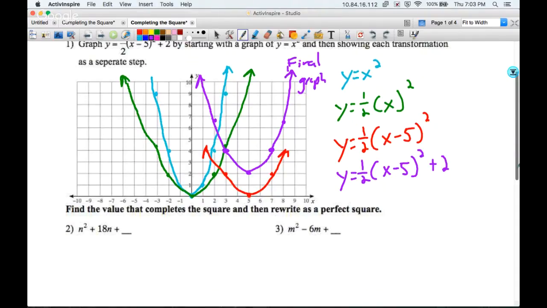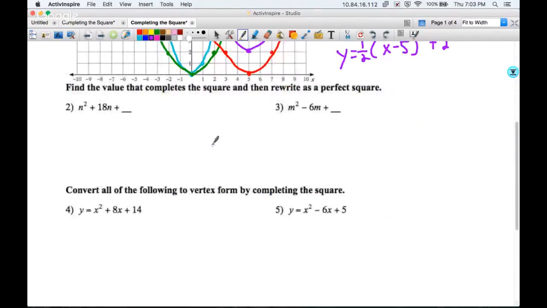All right, find the value that completes the square and rewrite as a perfect square. This is like what we would do sort of in the scratch work when we go into these harder problems. So we're not subtracting away that final number, we're just going to write it in there. So to write this as a perfect square, I need to write this as a binomial squared. This number here is always 1/2 of that number there. So this is going to be a +9.